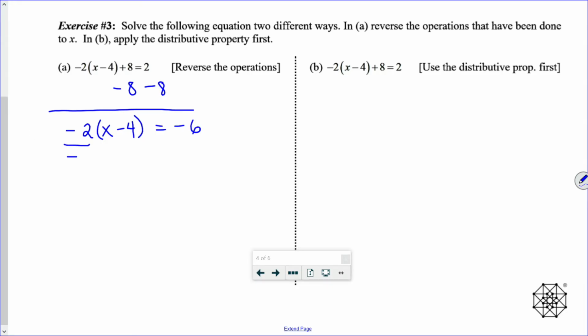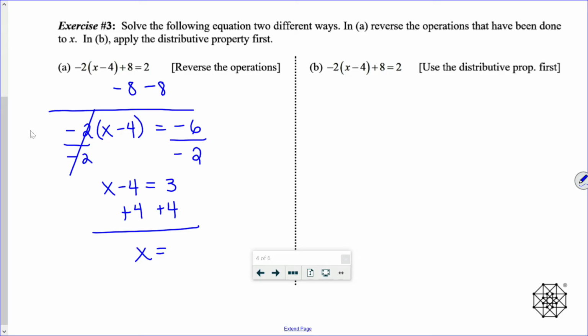I'm now going to divide by the negative 2 to get rid of it. Negative 2 divided by negative 2 is 1. So I just get 1 times x minus 4, which is x minus 4. Negative 6 divided by negative 2, be careful, is positive 3. And finally, I'm going to add 4 to both sides, and I'm just going to get x equals 7. Lucky number 7.